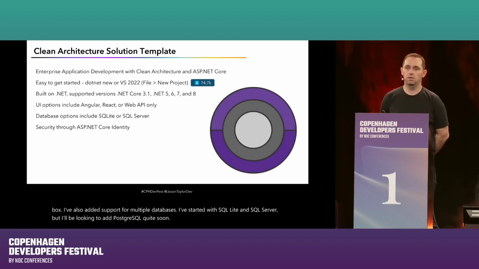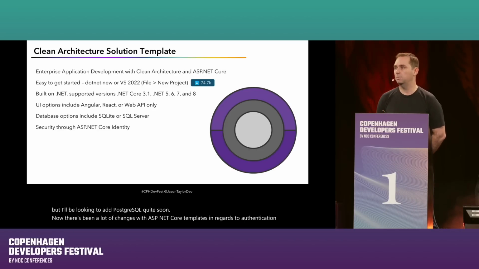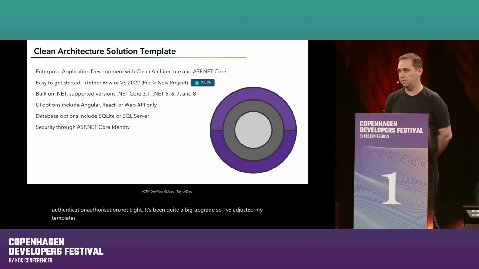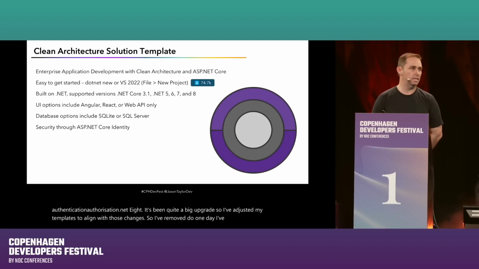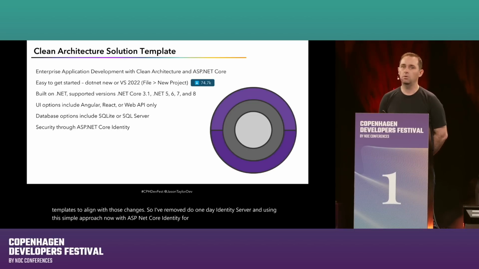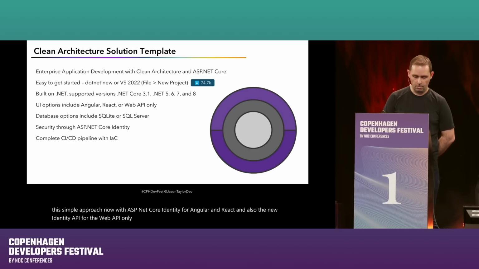Now, you know there's been a lot of changes with the ASP.NET Core templates in regards to authentication and authorization. .NET 8's been quite a big upgrade. So I've adjusted my templates to align with those changes. So I've removed Duende Identity Server and am using the simple approach now with ASP.NET Core Identity for Angular and React, and also the new Identity API for the Web API only solution.